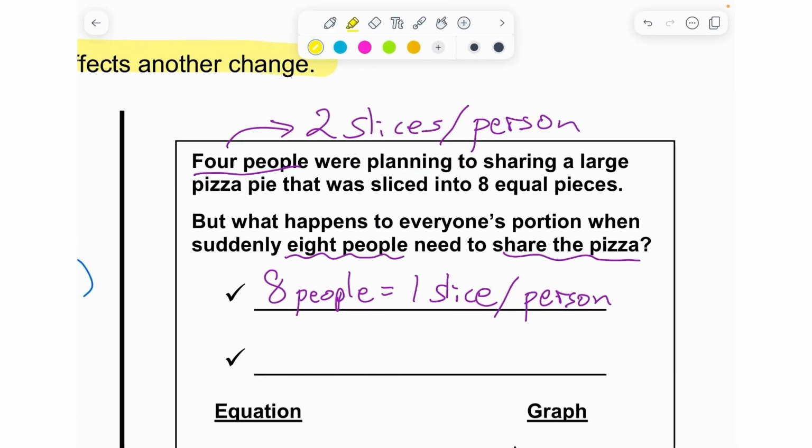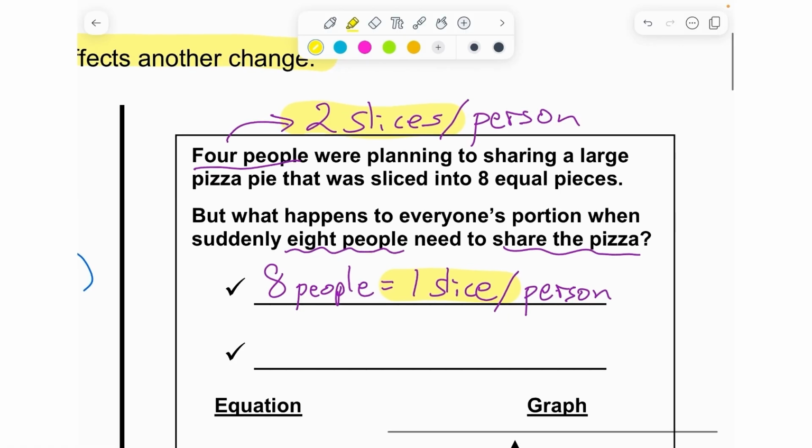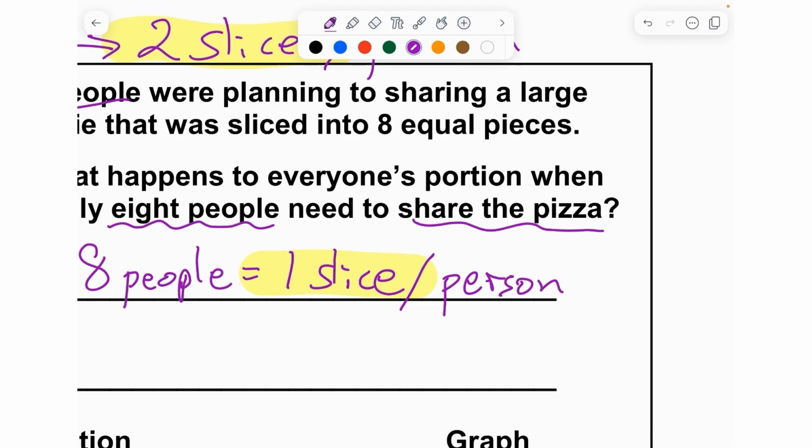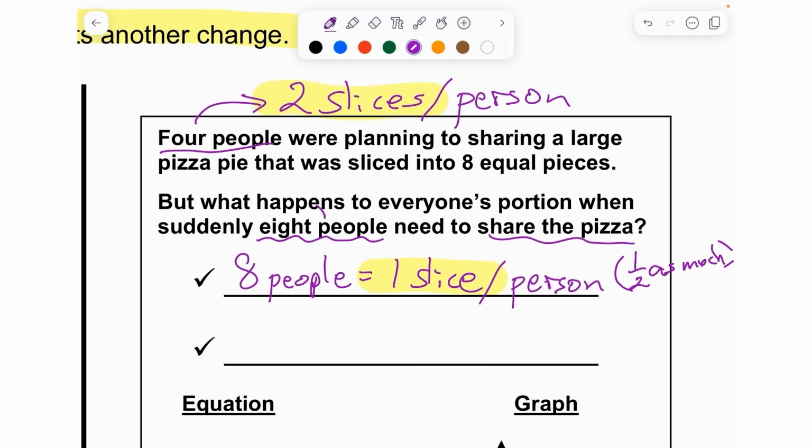So what's the change? 2 slices turned into 1 slice. What's the change? It's half as much. Wait a minute. I had twice as many people, and we ended up with half as much food.